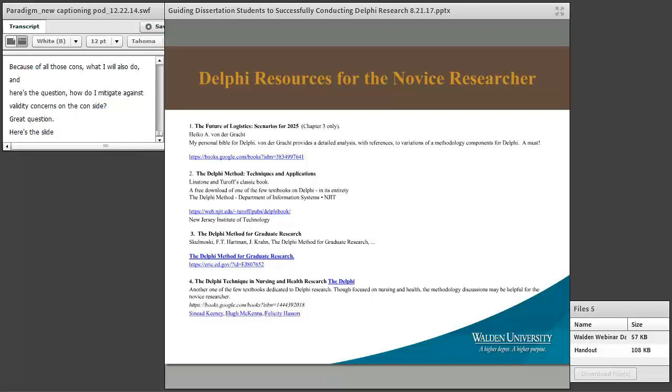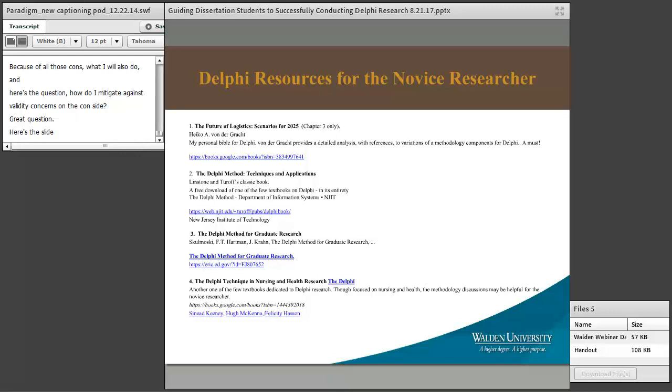He provides a detailed analysis relative to every one of the methodology components, all the variations, points you to the studies where there are these variations, and then discusses the thoughts of methodologists as to which may be better choices than others. Linstone and Turoff, there's very few books. This is the classic book. It's about 700 pages. You can download it for free. They released their copyright on it, and you can download this off the internet. Here's the website published by the New Jersey Institute of Technology.